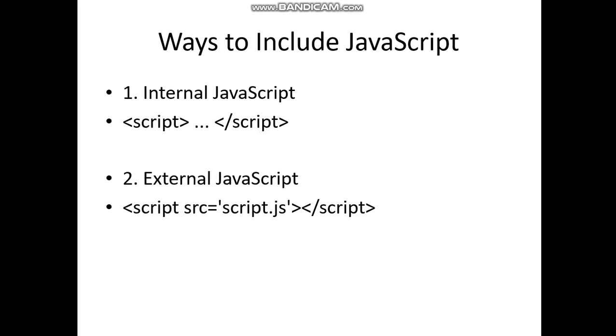Now let us understand how we include JavaScript in an HTML page. There are two main ways. The first method is internal JavaScript, where we write the script inside the script tag within the HTML file. The second method is external JavaScript, where we create a separate file with a .js extension and link it to the HTML page using the script src attribute.